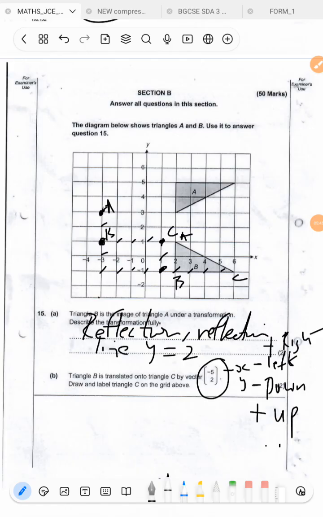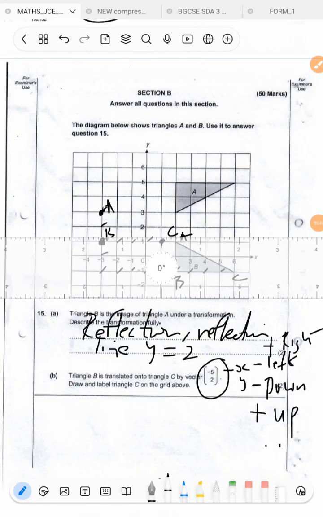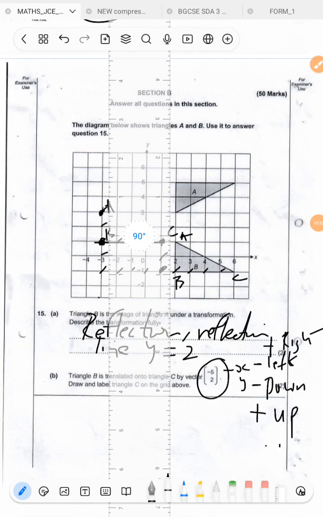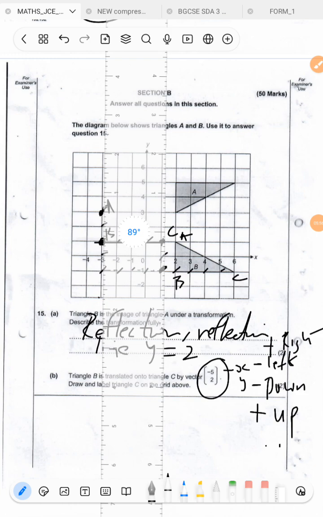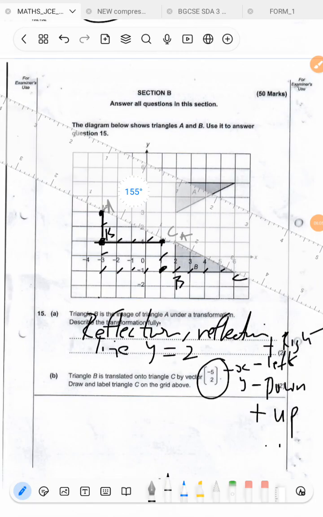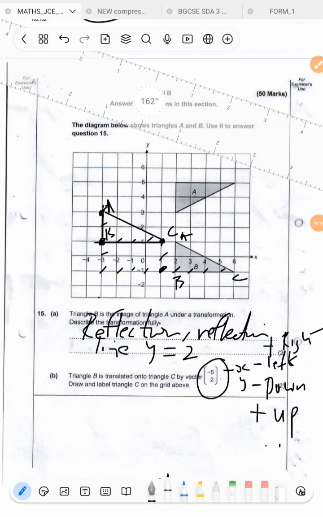Then you take your ruler and you join these points. Mine is not going to be accurate because I'm using a digital screen. As you're using your pencil there, it should be easier for you to do. Okay, and then we join that. So then we label it what? We label it C.